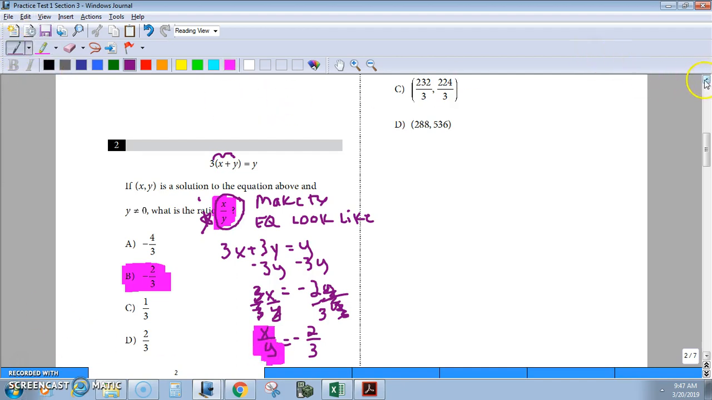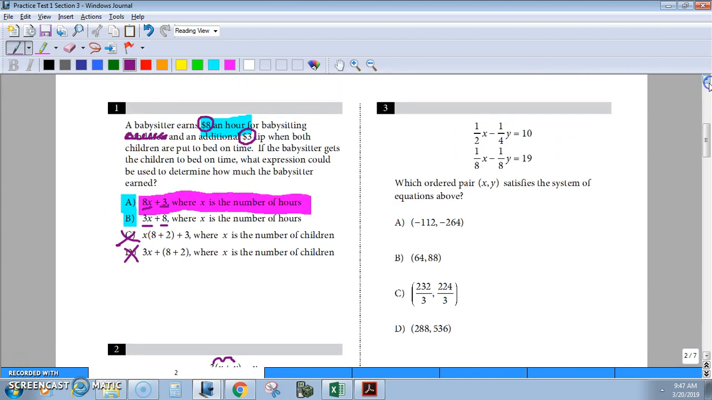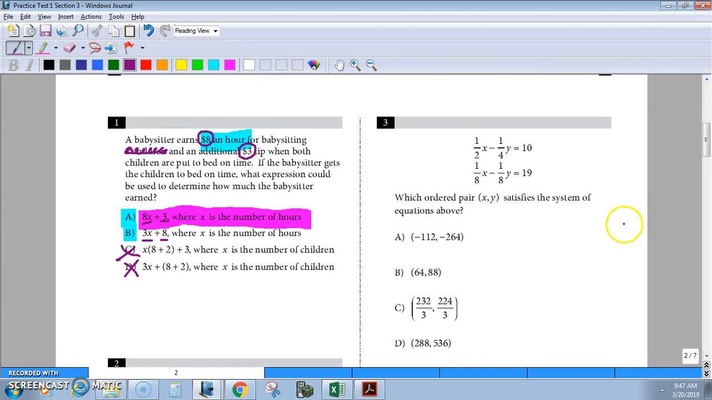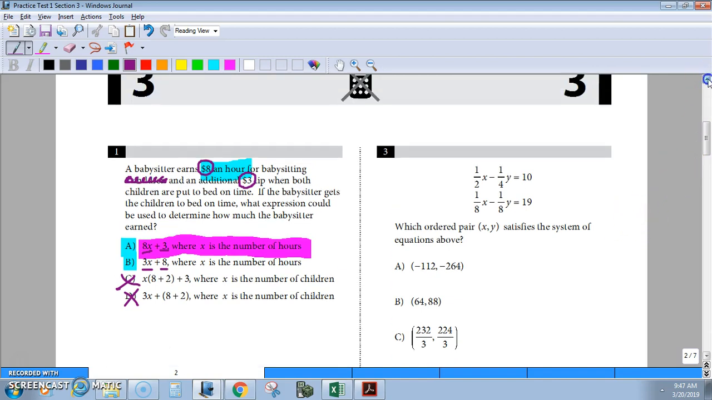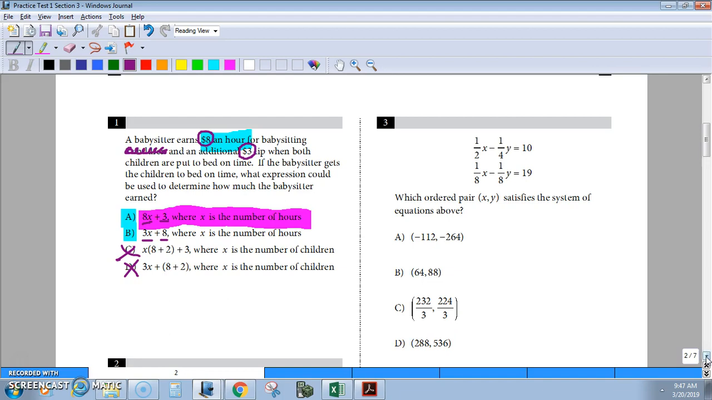Okay, question 3. Which ordered pair satisfies the systems of equations above? Okay, this is the non-calculator part, but these are a systems of equations. And it's set up to use elimination, which is what I'm going to do. But before I do that, I'm going to get rid of all of the fractions because fractions are confusing. And if we don't have to deal with them, let's not do it.